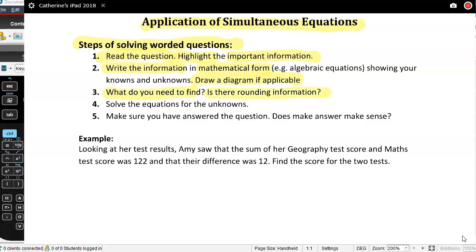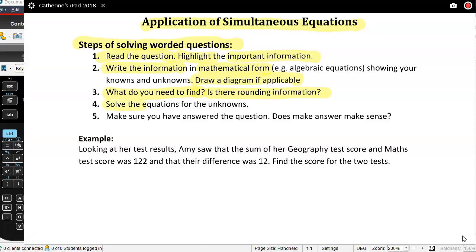Step 3, what do you need to find? And is there rounding information? So I've found especially in Year 12 questions, a lot of people don't read the questions carefully enough, and so they don't actually give the answer to the question that's being asked. They answer some whole other different question. So make sure you know what it is you are meant to be finding. And any rounding information. Are you being asked to round it to 2 decimal places or to the nearest whole number? Make sure that you are reading that information and highlighting it.